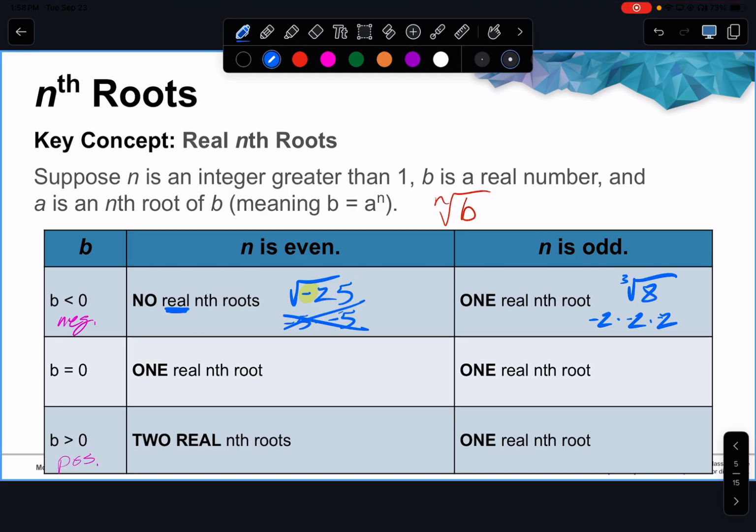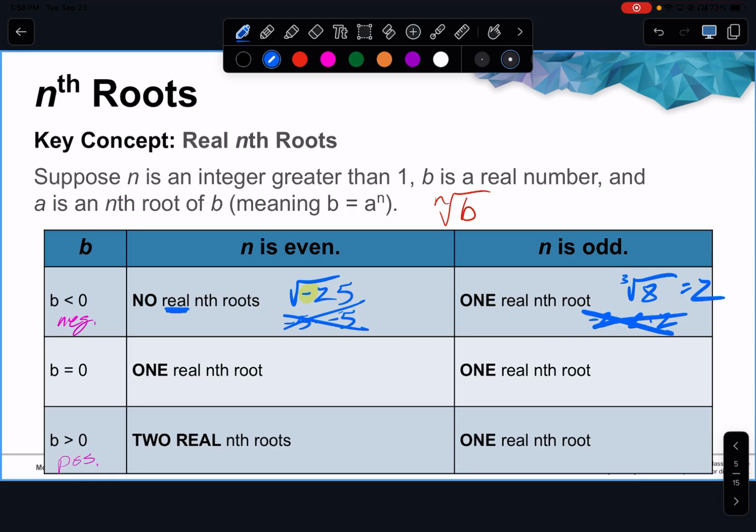Because negative 2 times negative 2 would give me a positive 4, but then if I multiply by a negative again, it turns back into a negative. So that's not going to work. The only solution that I have, if it's odd, is that one answer, which in this case is 2, because 2 times 2 times 2 is 8. Does that make sense so far? The cube root of 8 is 2. If we were to do 27, it's just 3. It's not positive and negative 3, it's just 3.